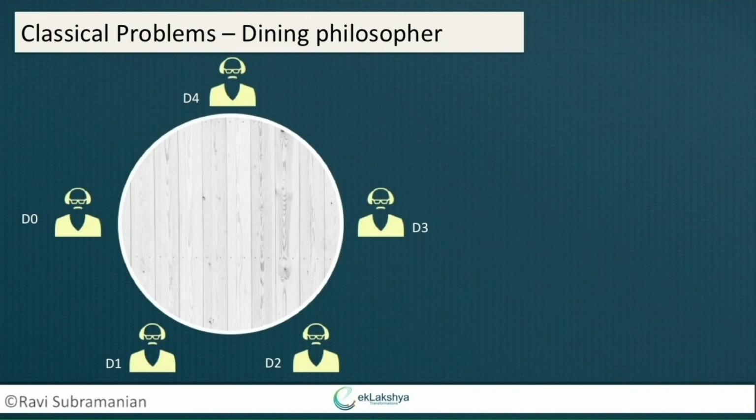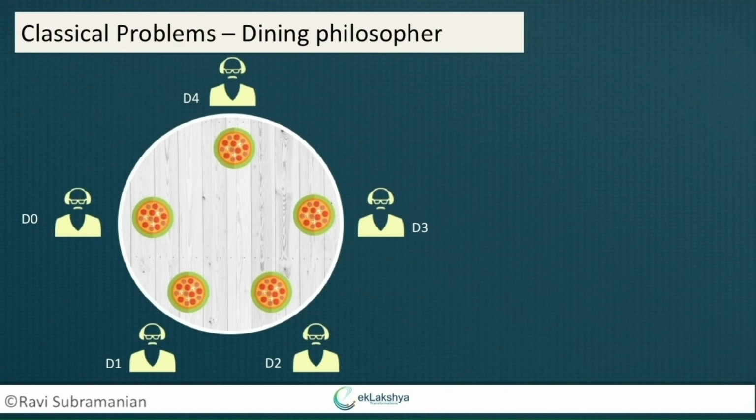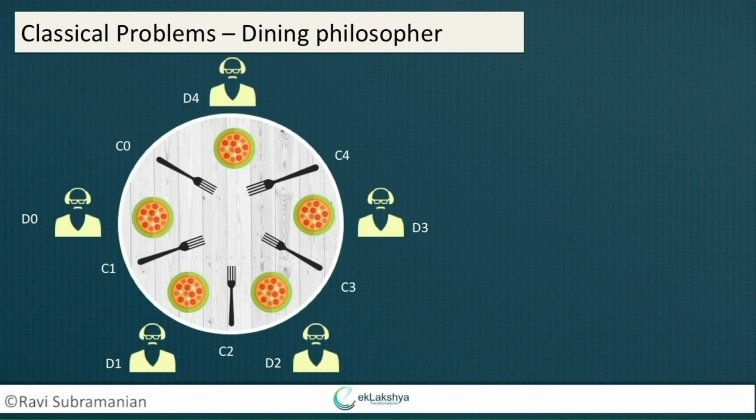As any philosopher does, they will think for a long time, and when they feel hungry, they're going to start eating. So the table has plates of food in front of each of them, and there are 5 chopsticks. And these philosophers, when they eat, they need to use both the chopsticks.